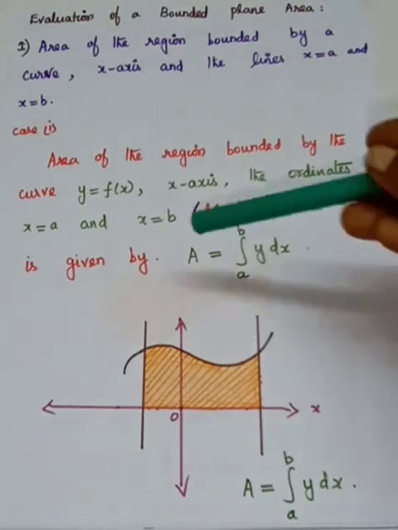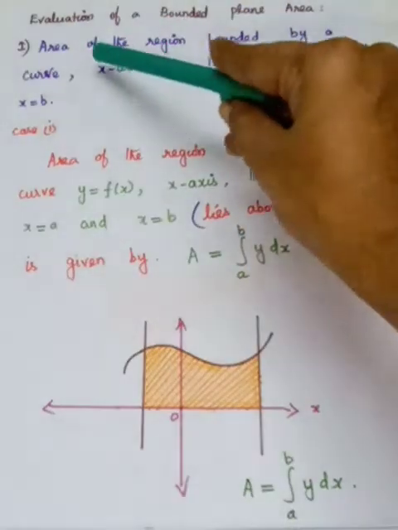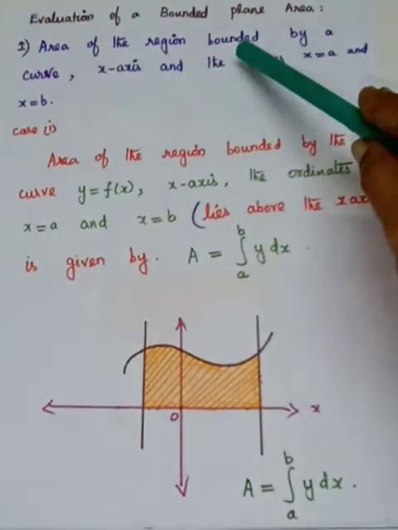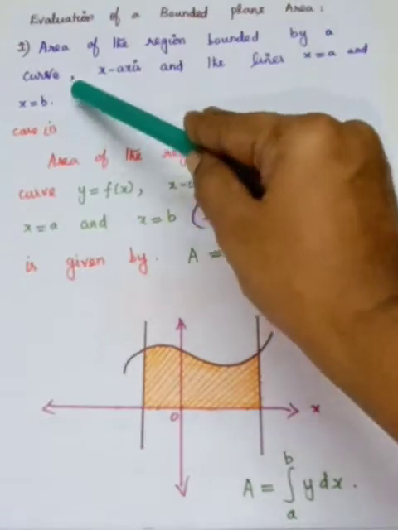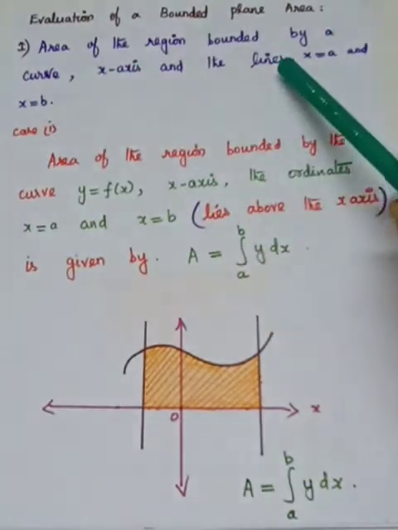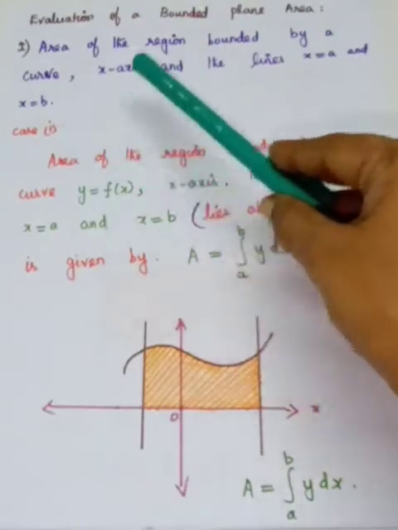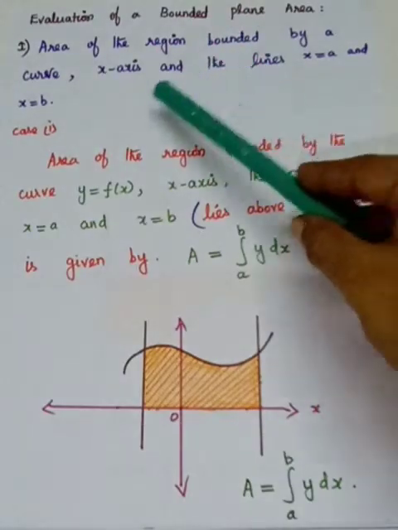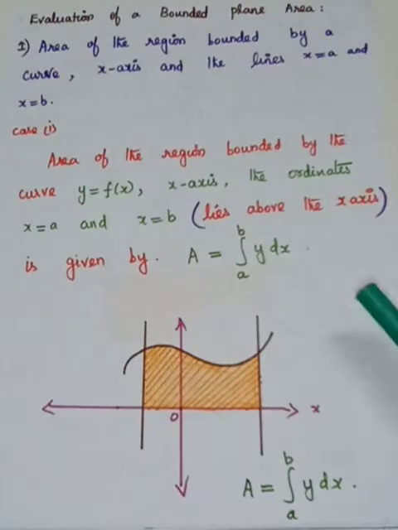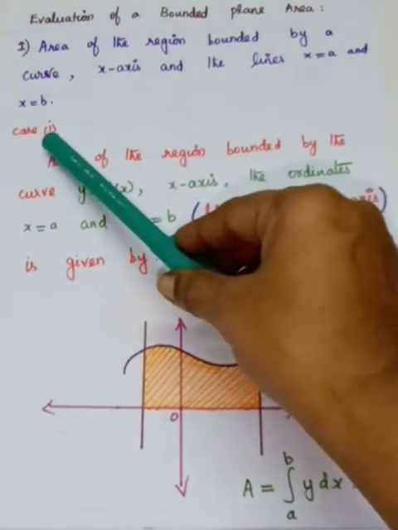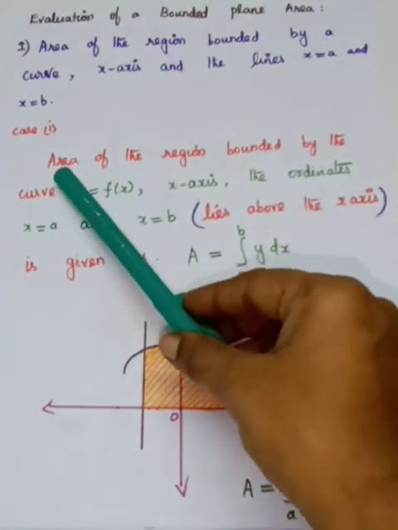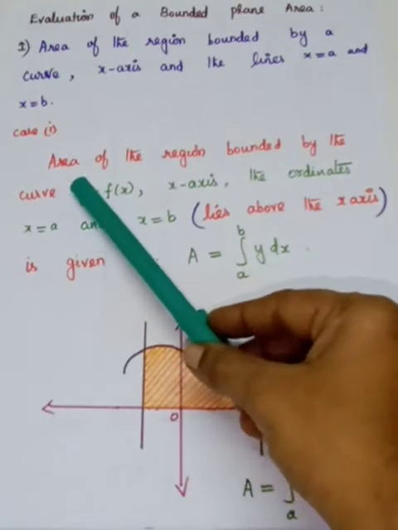Okay, you see that first one, area of the region bounded by a curve, x-axis and the lines x is equal to a and x is equal to b. So under this topic you are having two cases. First we are going to see the first case. We are going to find the area using integration.